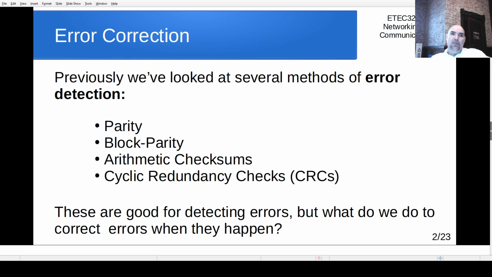Parity, in other words, just looking at the pattern of bits and deciding whether the added bit is a 0 or 1 to make it either even or odd. Block parity does the same thing, but over both the horizontal and vertical direction of the block of data. Arithmetic checksums, you just add up all the byte values, usually mod it by some value to limit the size of it.